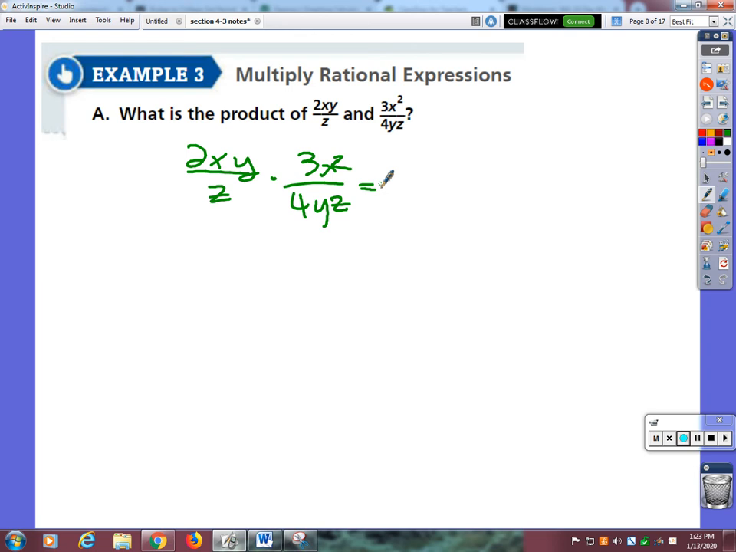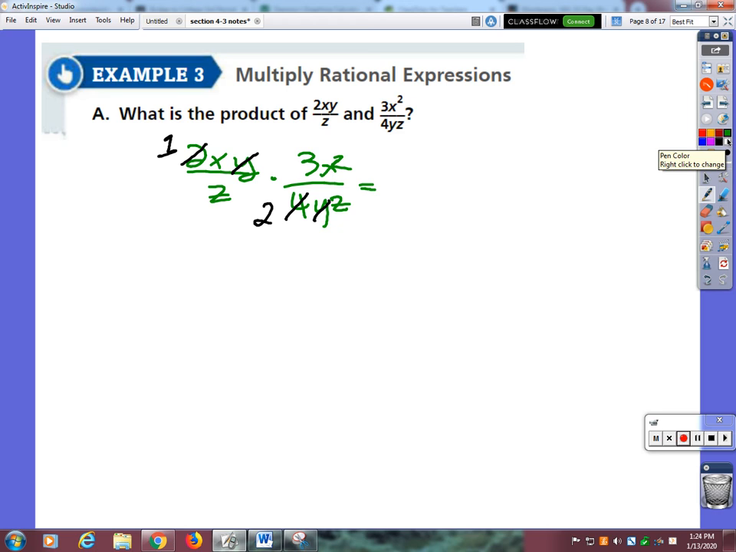Anybody see anything fun that can cancel? The y's. There's a y on the top and there's a y on the bottom, so those can cancel. What else can cancel? The z's are both on the bottom. I can do the 2 and the 4. The 2 goes into here once, and 2 goes into there twice. We can't cancel the z's because they are both on the bottom, and we can't cancel the x's because the x's are both on the top.